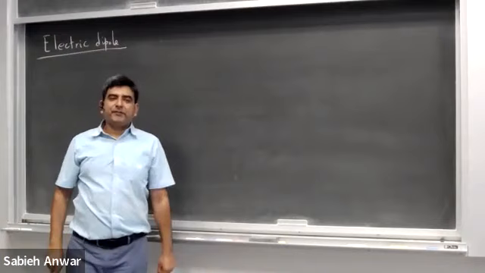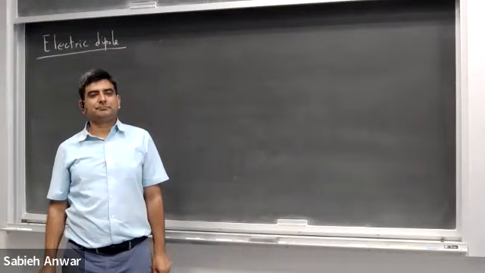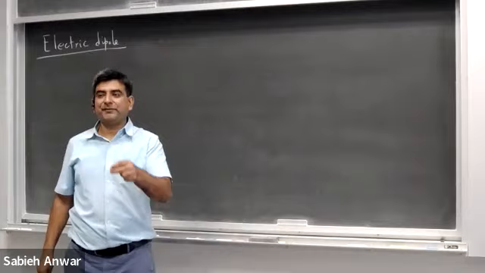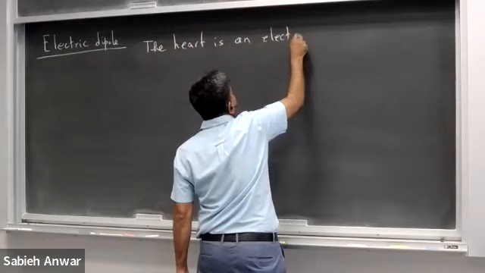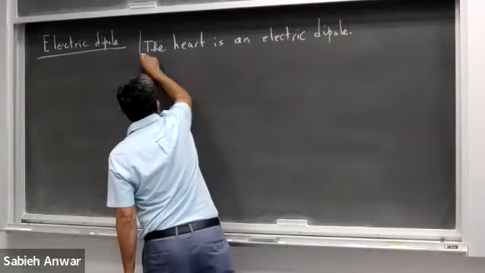The main idea is that the heart is an electric dipole. In the next 15, 20 minutes, I'm going to explain what this means. So the key idea is that the heart is an electric dipole. And we need to know what is an electric dipole and what kind of dipole is a heart.